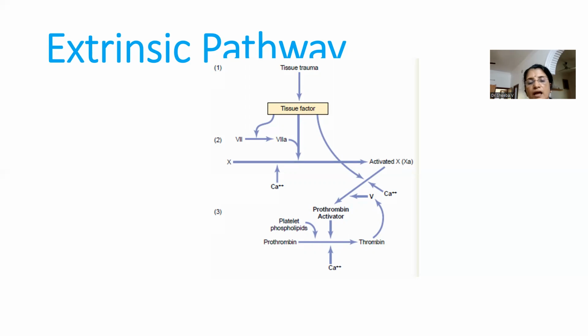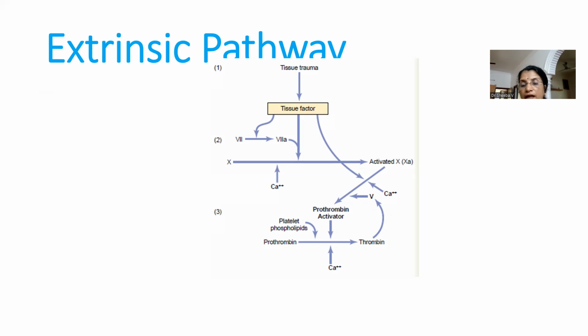Activated factor 7 acts on factor 10. Now the factor 10 is activated in the presence of calcium ions. First, factor 3 is released. That is tissue thromboplastin. This factor 3 acts on factor 7, and now factor 7 is activated. Activated factor 7 acts on factor 10 in the presence of calcium ion, and now factor 10 is activated.